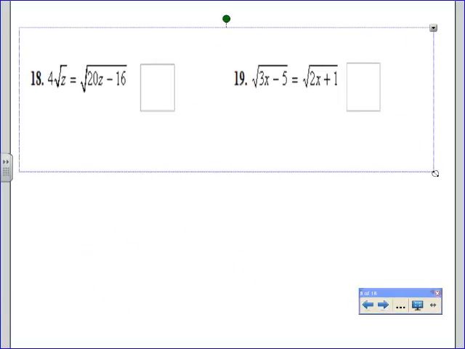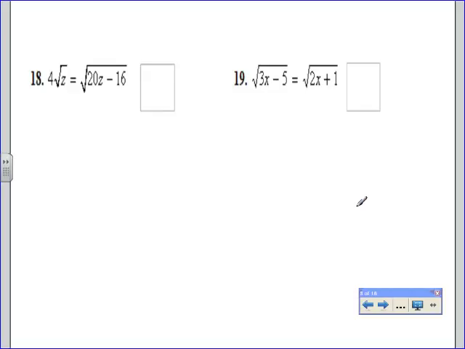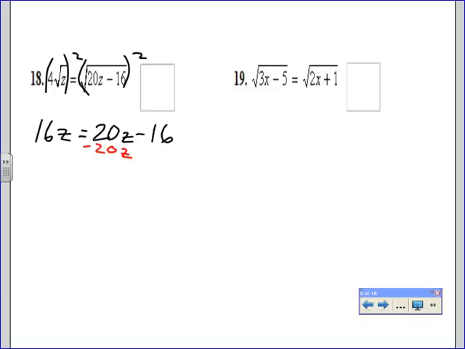Alright, number 17 is all done. Let's try the next two, 18 and 19. Let's make these a little bit larger. And what do we do? Same thing. Square both sides. Square, square. We can go really fast through these because we've done these several times already. So, what do we do here? Subtract the 20z.